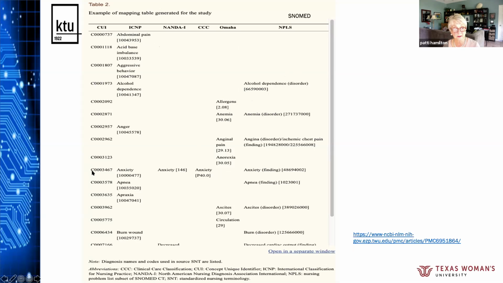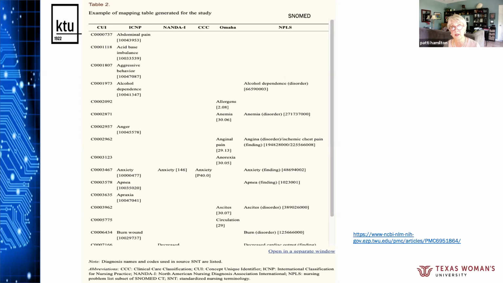The unique classifier for anxiety for ICNP is this number. For NANDA, the nursing diagnosis, it is this number. For CCC, it is this number. And for SNOMED, it is this number. So as you can see, some things map across various groups, classification systems. Some are unique to only one classification system, and so forth.